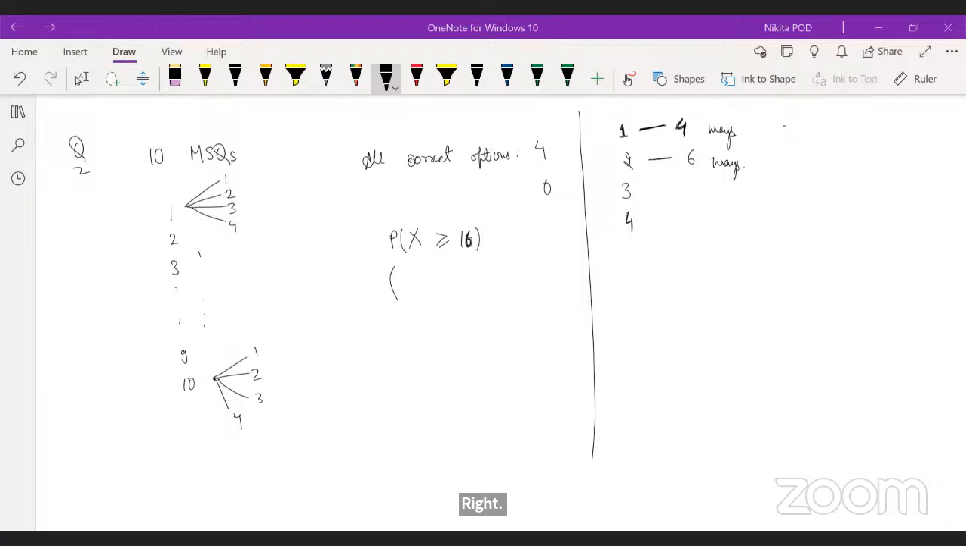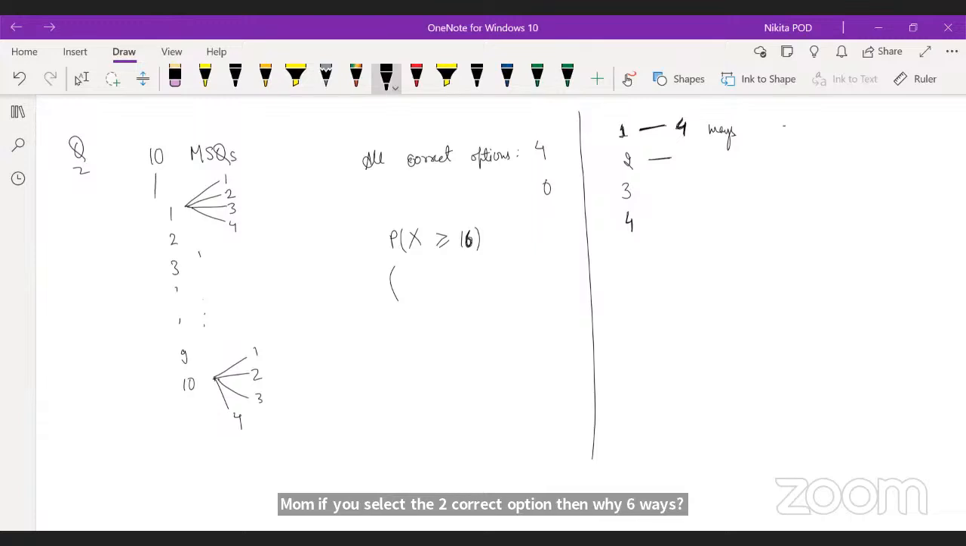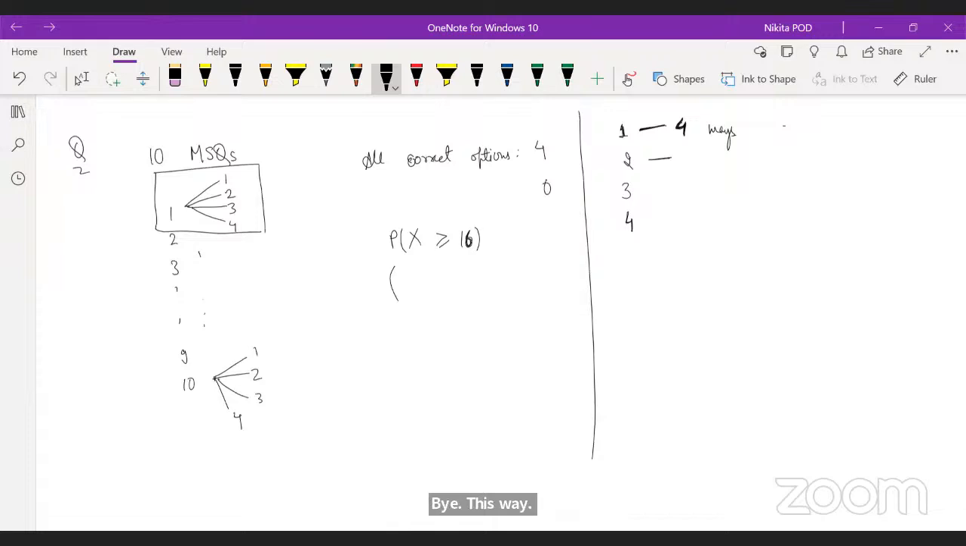Ma'am, if we select 2 correct options, then why 6 ways? No, see, let's say I'm just talking about 1 question, okay? I have 1 question. For this question, I can have 1 correct option, or 2, or 3, or 4 correct options. If I have 1 correct option, then this option can be selected in 4 ways. Now, if we have 2 correct options, then you have to choose 2 options from 4 options. That is 4 times 3 by 2, which is 6.